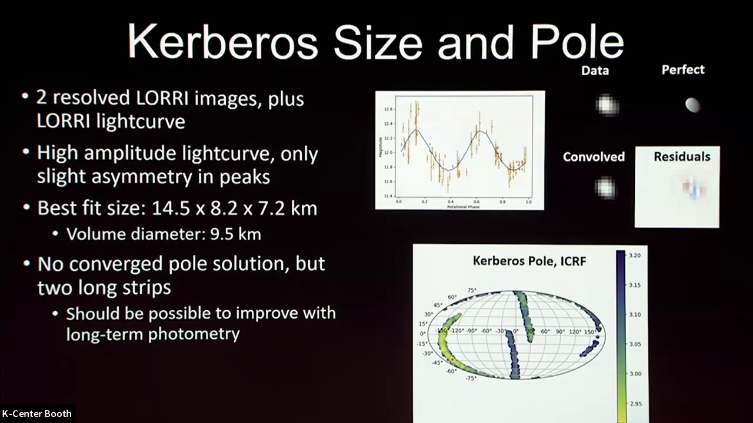And then using the two resolved images plus the light curve, and assuming that it's a triaxial ellipsoid shape, you can get some constraints on the size, so that's the best fit size with a volume diameter of 9.5. And then you get this sort of map for the poles where the lighter the color, the better the fit. So you can't say exactly where the pole of Kerberos is, but you can constrain it to these. And that's sort of at the time of encounter.